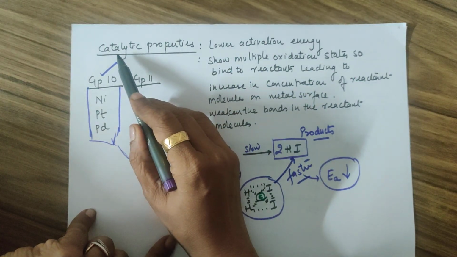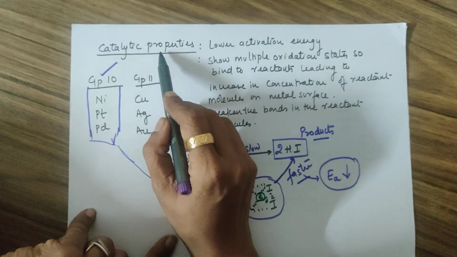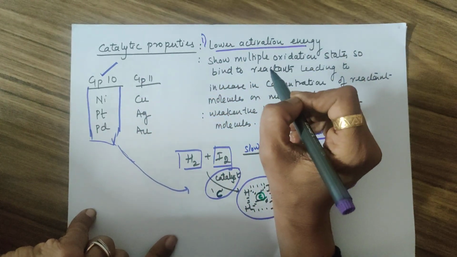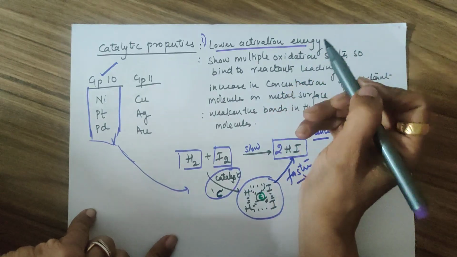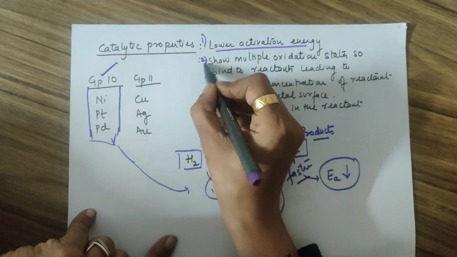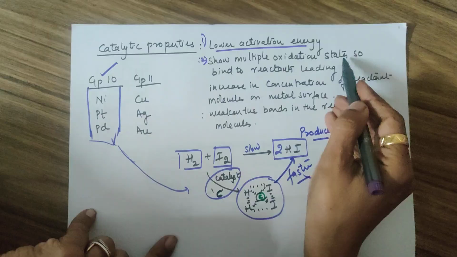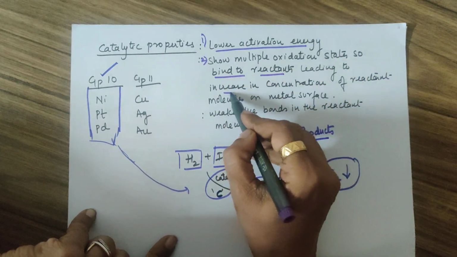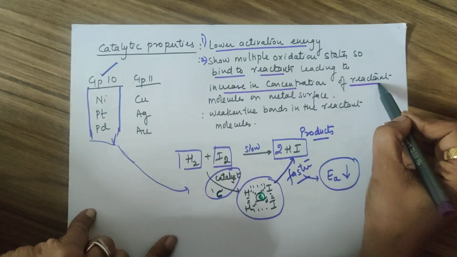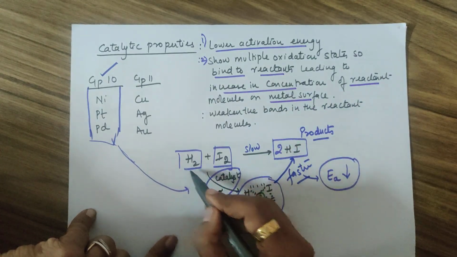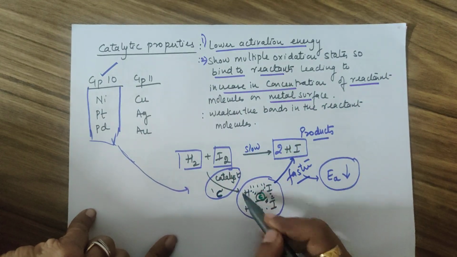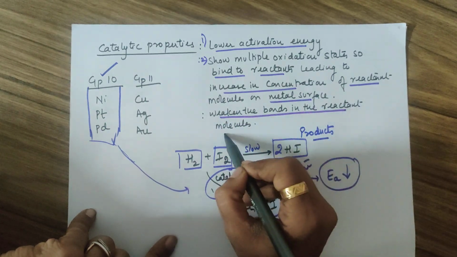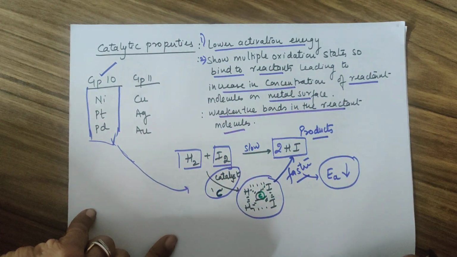So, transition metals act as good catalysts because, number one, they lower the activation energy. Since the activation energy is lower, the reaction becomes faster. Secondly, they show multiple oxidation states, so they bind to reactants, leading to an increase in concentration of the reactant on the metal surface. The reactants binding to the catalyst brings them closer. Hence, it weakens the bonds in the reactant molecules, leading the reaction to be faster.